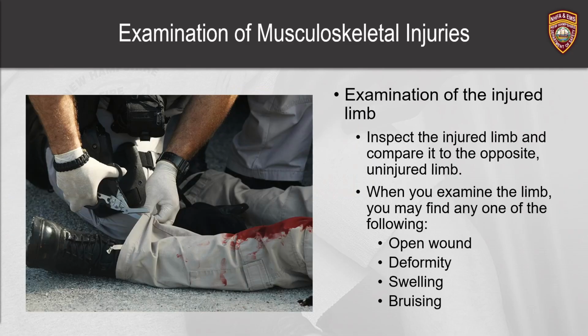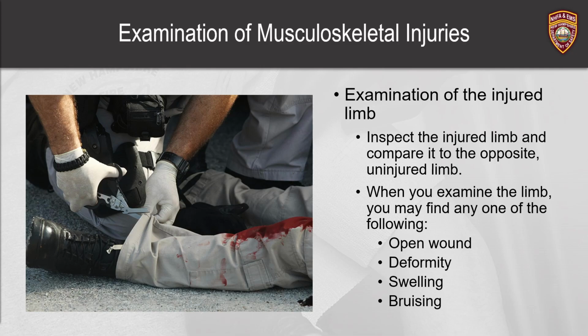So that said, when we examine the injured limb, we want to inspect the injured limb and compare it to the opposite uninjured limb, right? Does this limb look like their other one? And if it doesn't, is that normal for them? So if their leg is slightly shorter on one side, is that a broken pelvis, or do they just have one short leg, right? Gently and carefully cut away any clothing covering the wound, right?